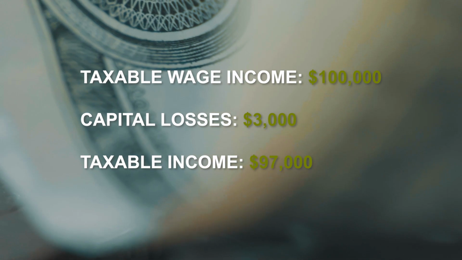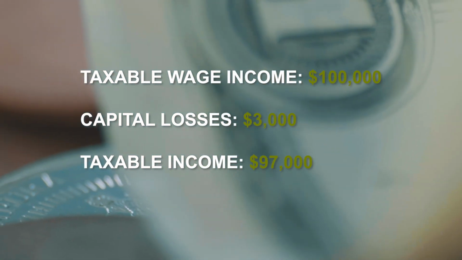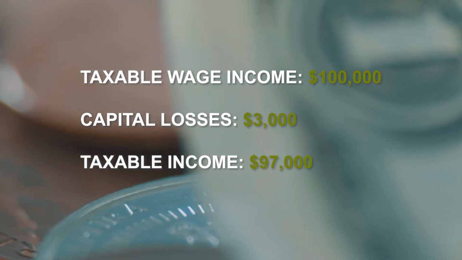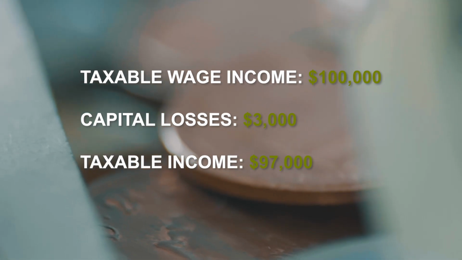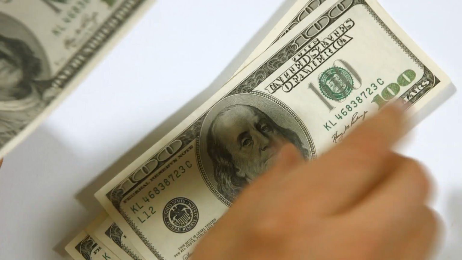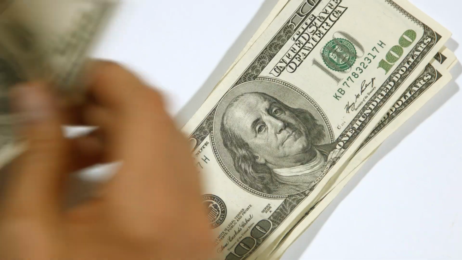Taxable wage income, $100,000. Capital losses, $3,000. Taxable income, $97,000. You'd have unused losses of $7,000. So, the $7,000 of remaining losses would carry forward into the future.